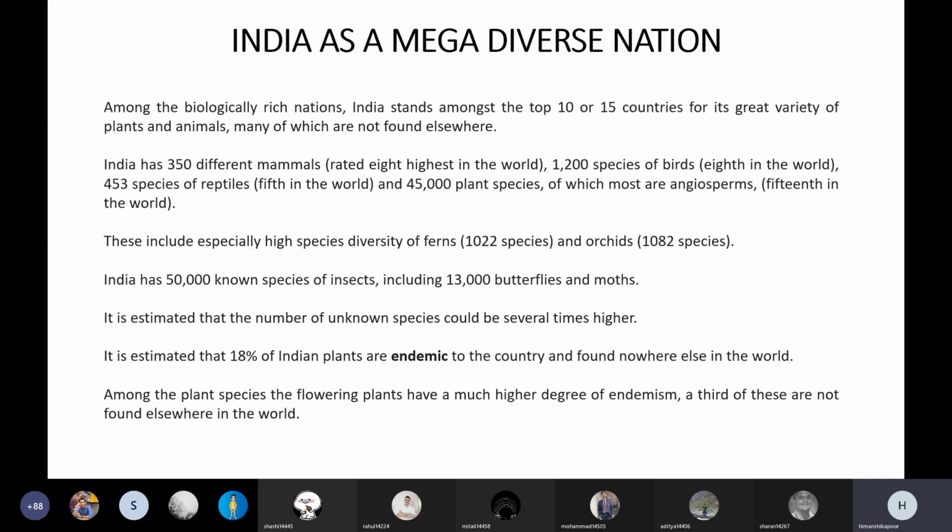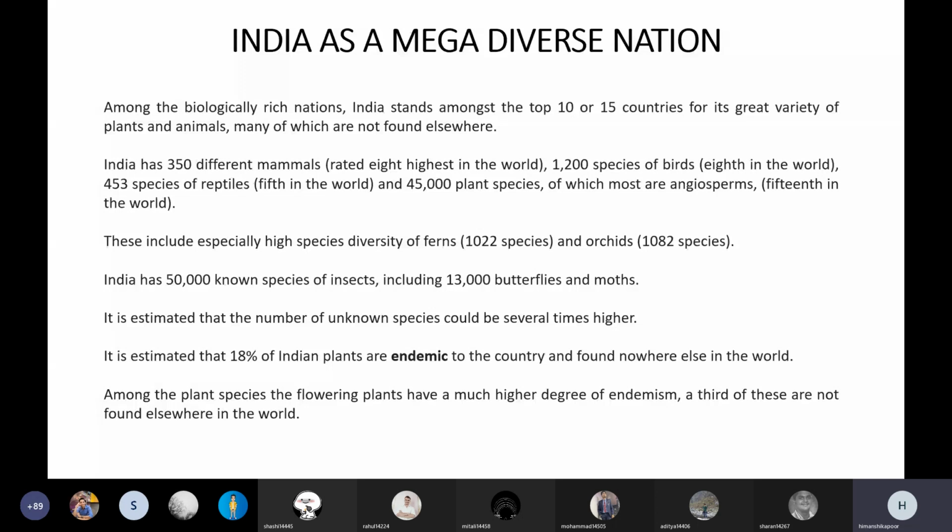Then we discussed the biodiversity of different categories of life forms in India. We discussed mammals, birds, plants, lower plants, and we also talked about species of insects, butterflies, and everything. So this data shows us that India is a mega diverse nation. It is able to support enormous biodiversity ranging from small animals to big animals to plants, lower plants, and everything is there.